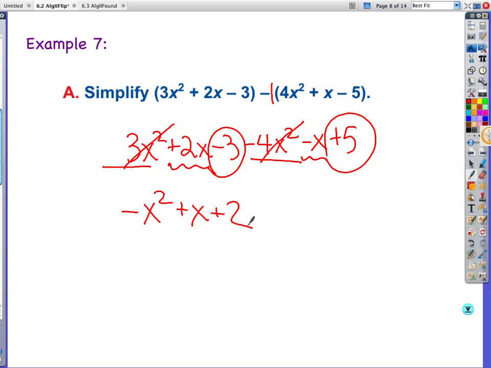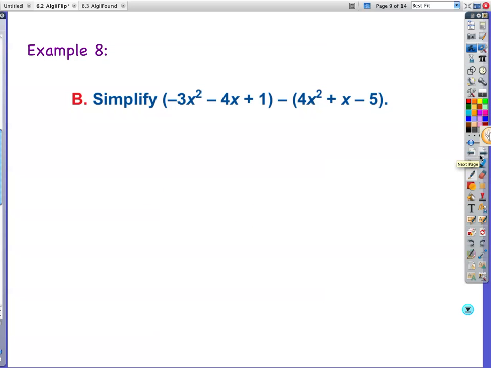Negative x squared plus x plus 2. Okay, we have another one. I'll show you again because this is a common mistake: I see kids not multiplying everything by negative 1, or we just forget. I don't know, we have various things that happen.